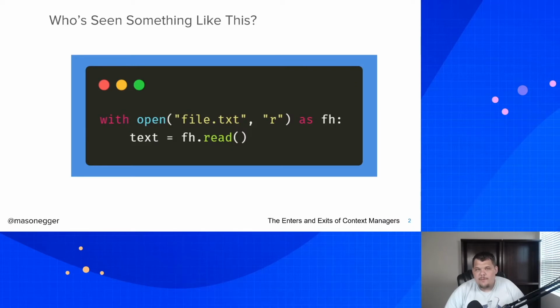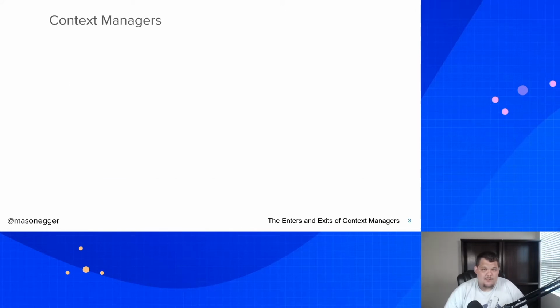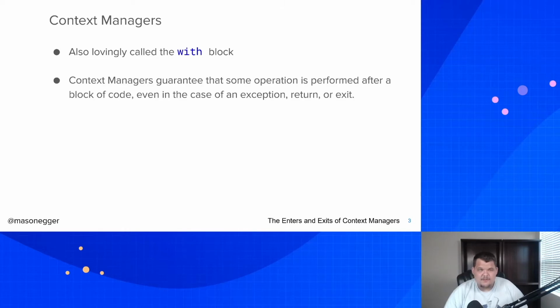If you've ever programmed in Python before, it's likely that you've seen some sort of statement that looks similar to this. The with statement along with a function, could be open or something else, with a variable declaration, and then some code that is run within the context of this. These are what are known as context managers, also lovingly called the with blocks.